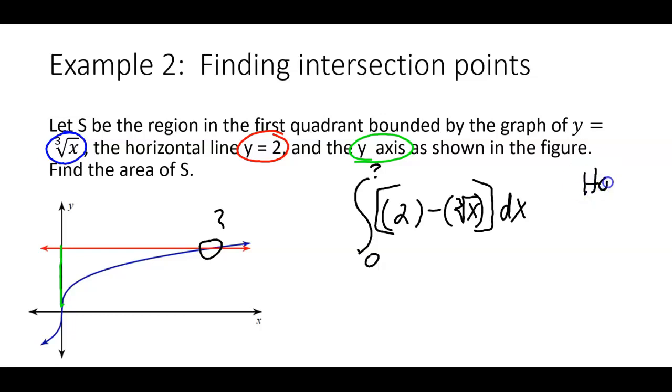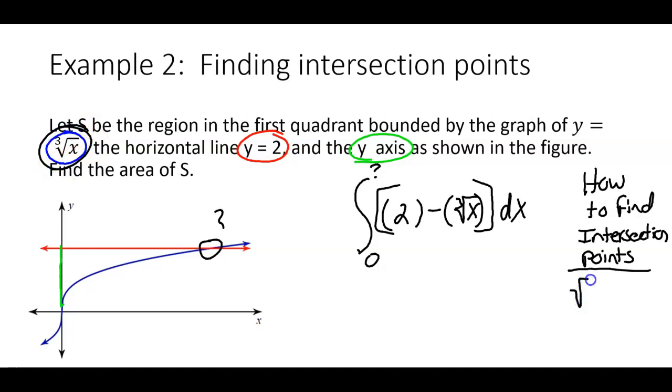Let's write this down. How to find intersection point. To find where two graphs intersect, you just set them equal to each other and solve for x. So I'm going to take the cube root of x, and I'm going to take 2, the other function, and I'm going to set those equal, and I'm going to solve for x. That will tell me where those two lines cross. So you just set them equal to each other.